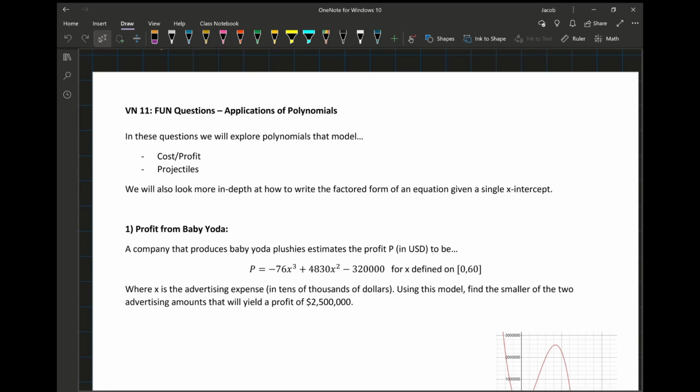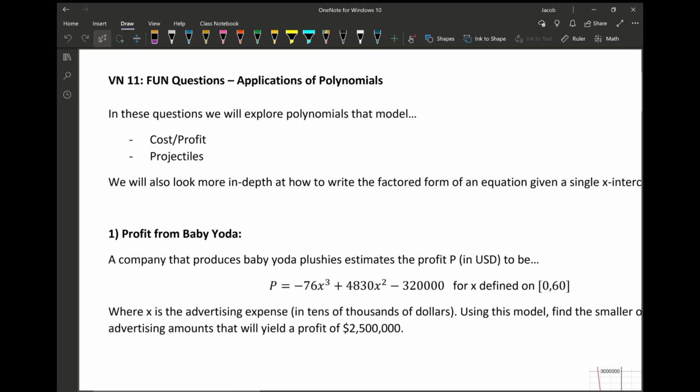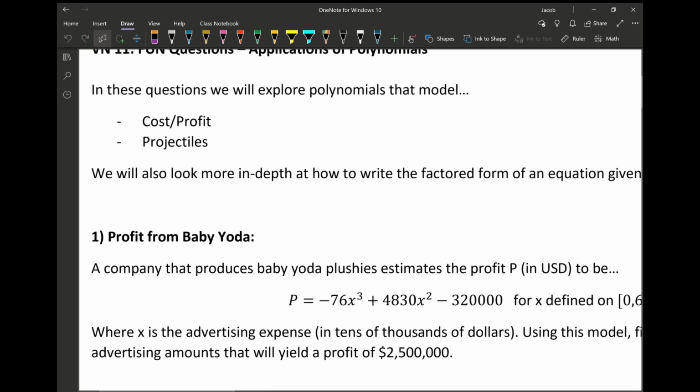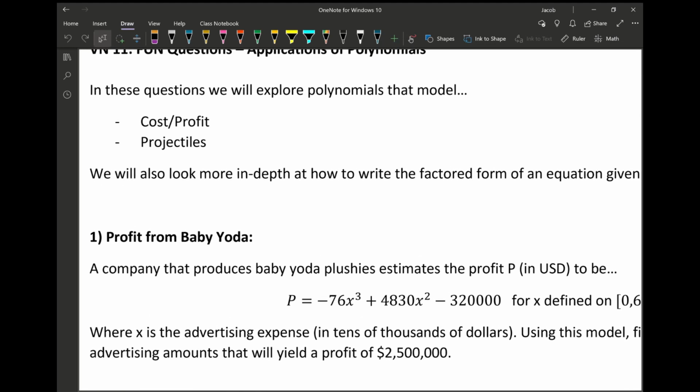Hi, this is video notes 11 for Mr. Jury. These are the fun questions, the applications of polynomials that we will look at for our last section in our polynomial unit. In these questions, we'll look at polynomials that model cost or profit and projectiles.